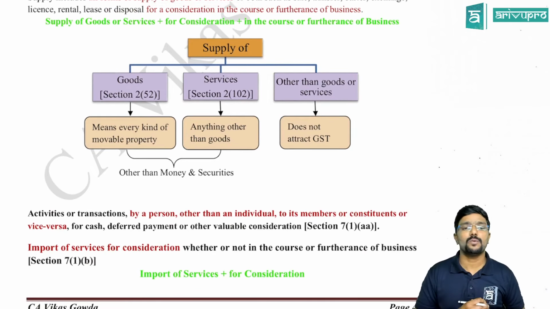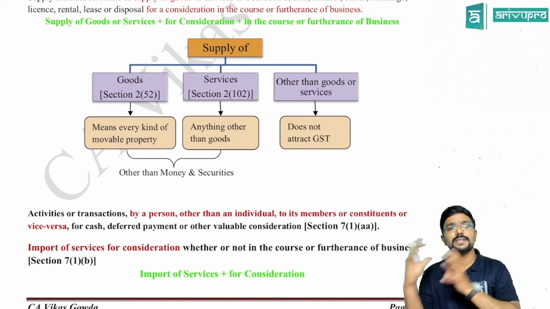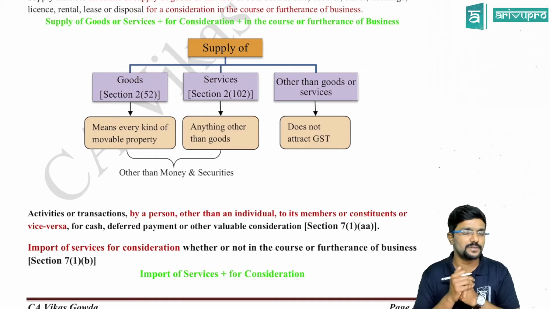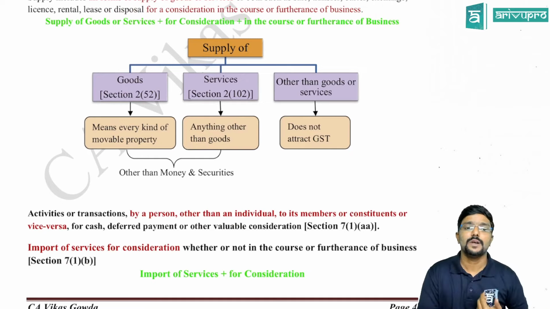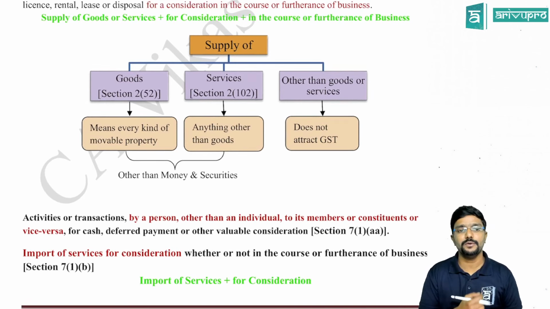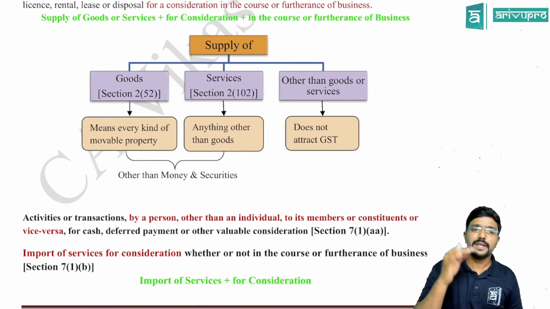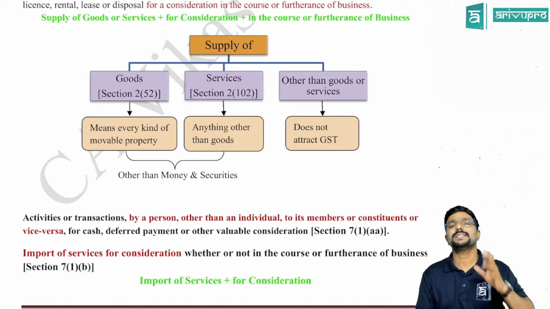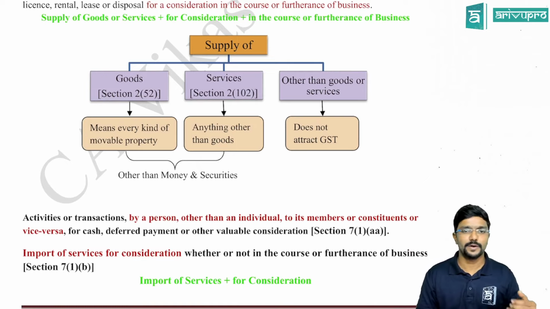Then they also defined what is goods, what is services. Anything other than goods or services is not a supply. It is not at all covered under GST, guys. Goods is defined under section 2, clause 52. Goods means every kind of movable property, but other than money and securities. Money and securities is not a goods. And if you have agreed to sever anything which is already attached to the land to supply it in a future date, in that case, that is also a supply of goods.